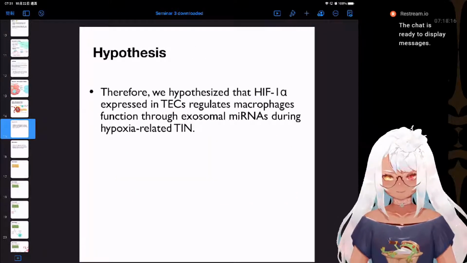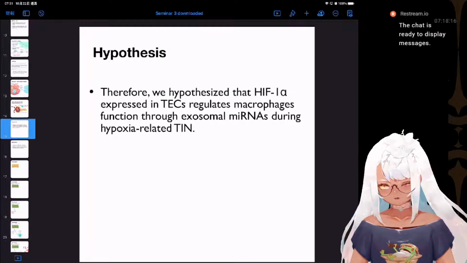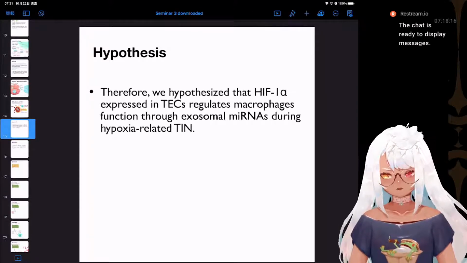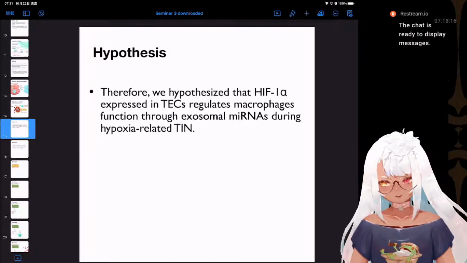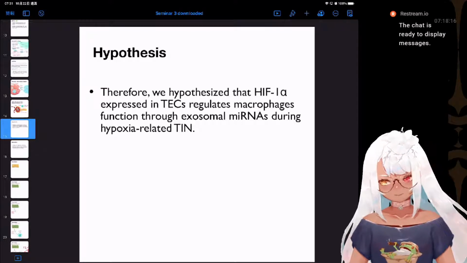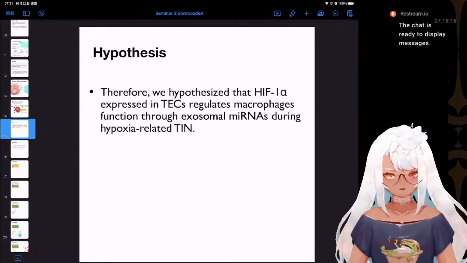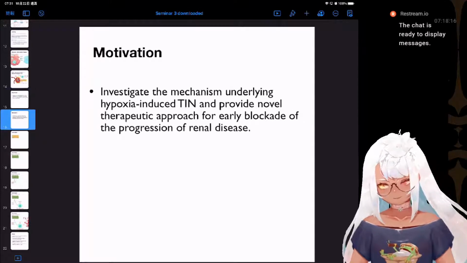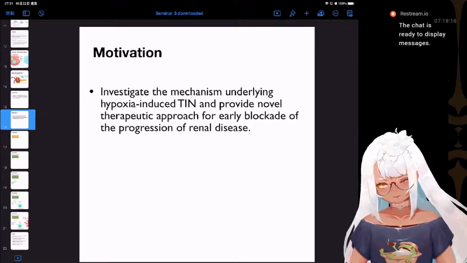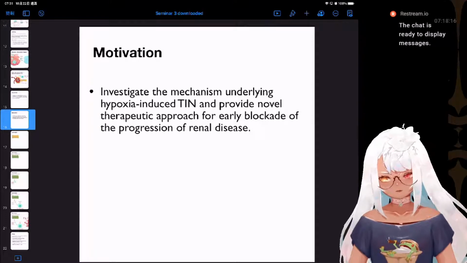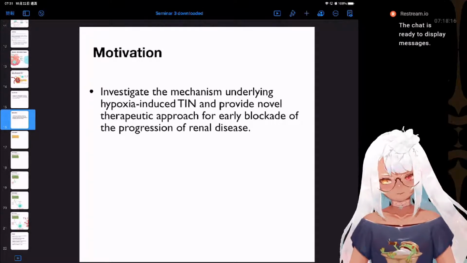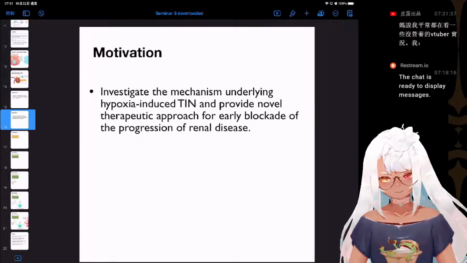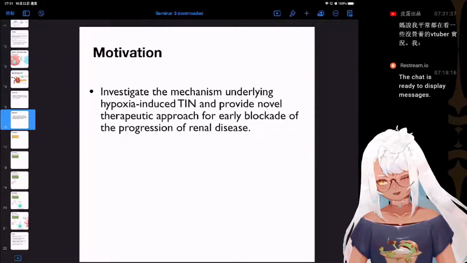Okay, so here it is. The hypothesis that the author is making in this study is that HIF1 expressed in the TEC under hypoxia will regulate the macrophage function in an exosomal manner. The motivation of this study is that if we have an insight into the mechanism underlying this hypoxia-induced TIN, we can provide a new therapeutic approach for early blockade of the progression of renal disease.